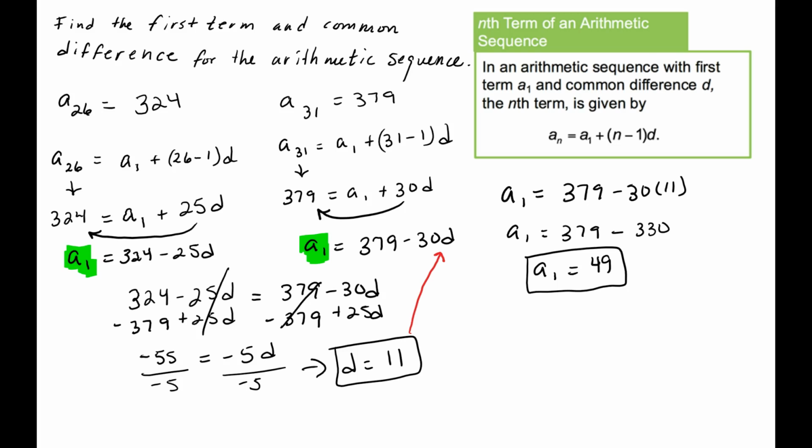Now you could go ahead and plug your common difference D in here, and you should end up with the same answer. So if you'd like to do that, you definitely can. But as far as I'm concerned, the problem is solved. We found A1, we found D, the common difference. So we're good.